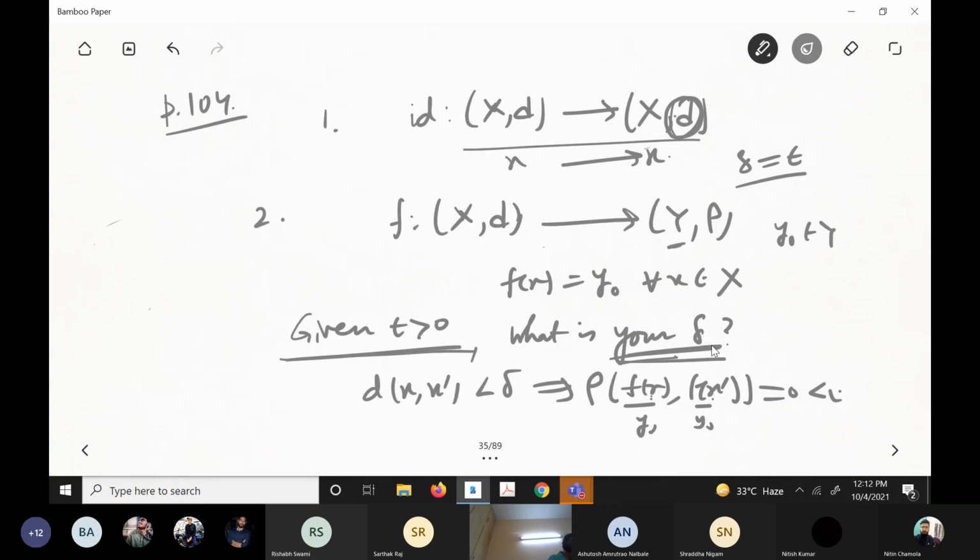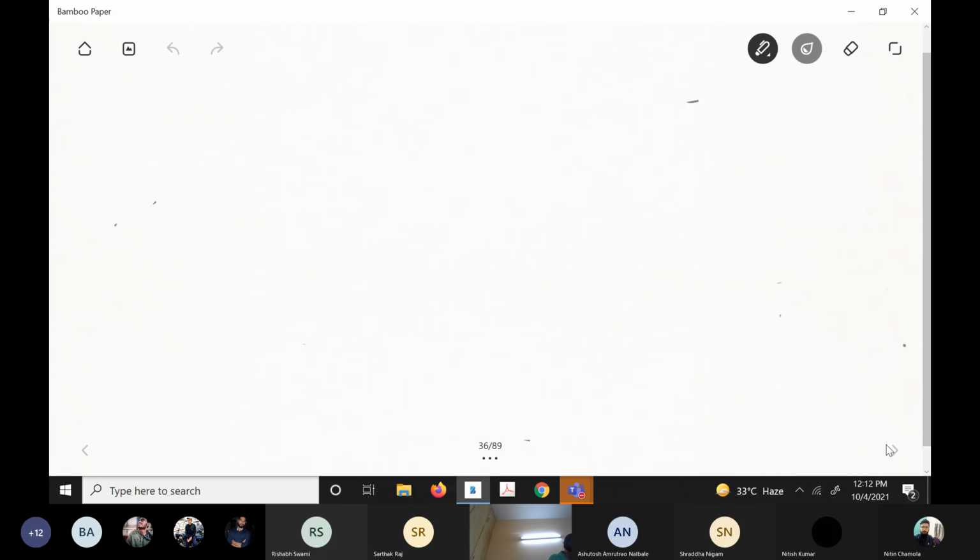Okay. And now look, example 3. Look, even if you change the domain or codomain, how it gets affected. Look, if you take this function, but here you give the discrete metric.